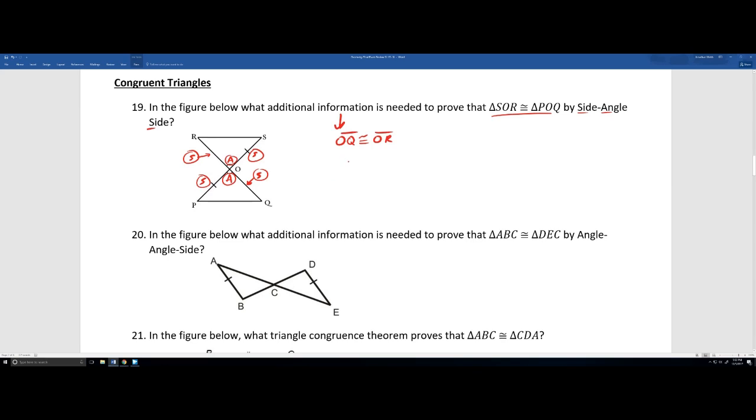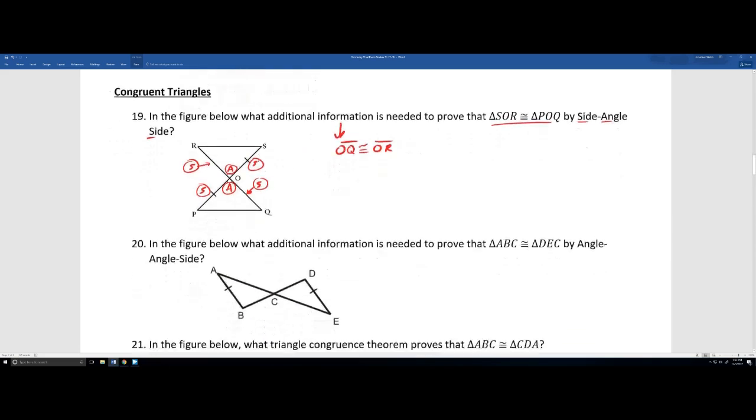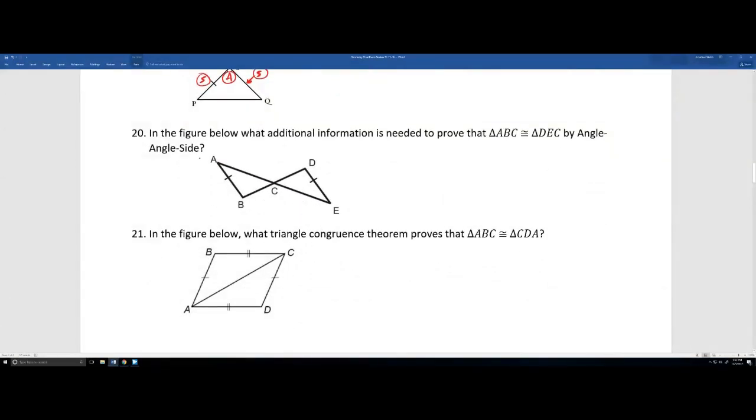Okay, so that's the information we would need in order to get that side, angle, side, triangle congruency set up. All right, and number 20: in the figure below, what additional information is needed to prove that triangle ABC is congruent to triangle DEC by angle, angle, side? Okay, so they mark this side, AB, as being congruent with DE. We got a side here.